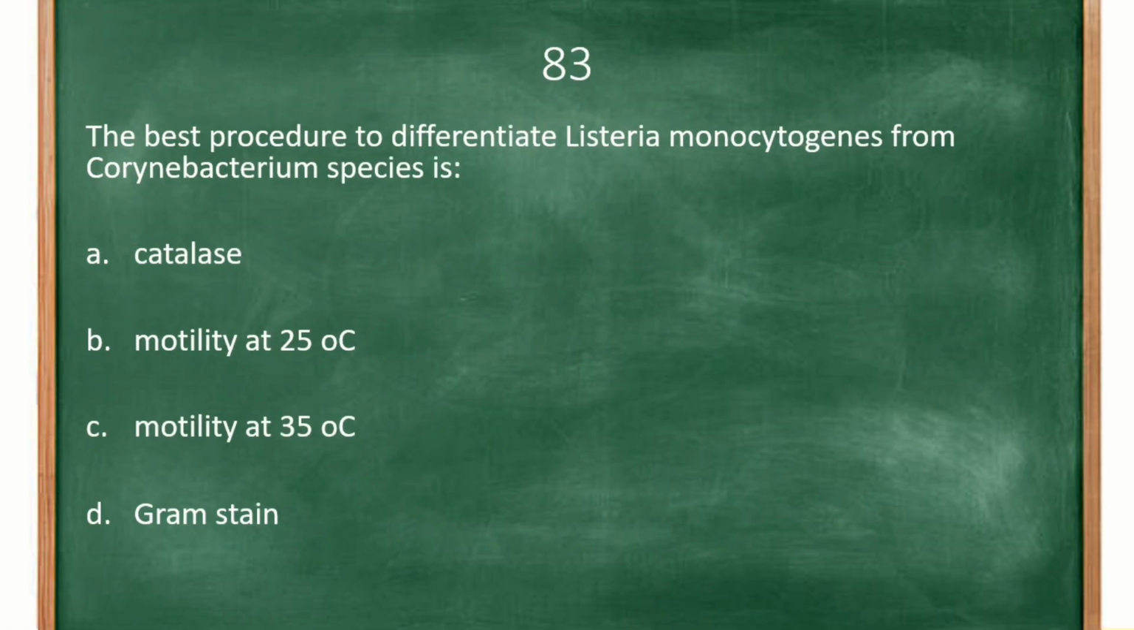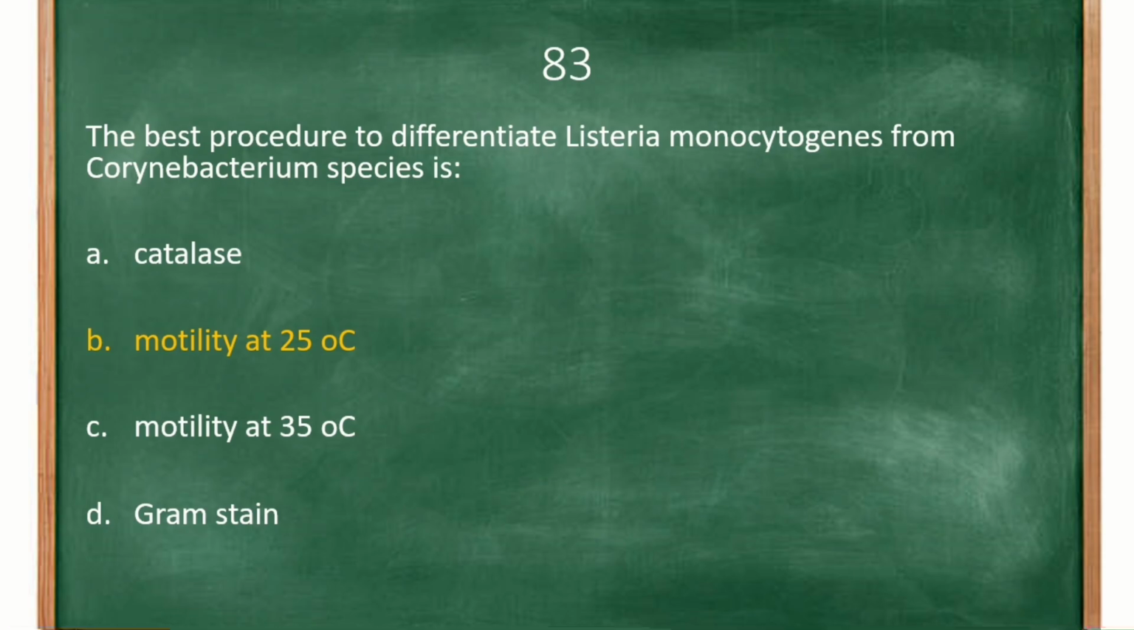Okay, so question 83. It says that the best procedure to differentiate Listeria monocytogenes from Corynebacterium species is A, catalase, B, motility at 25 degrees, C, motility at 35 degrees, and D, gram stain. So the correct answer here is motility at 25 degrees. At 25 degrees, Listeria monocytogenes is motile, usually with a typical tumbling motility under the microscope, as compared to Corynebacteria, which exhibit no motility.